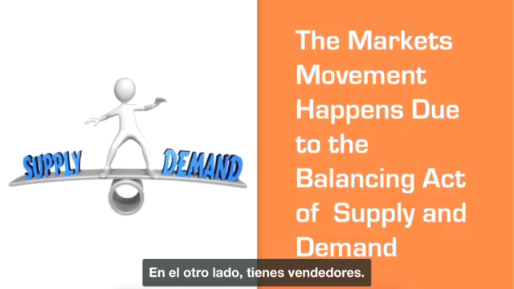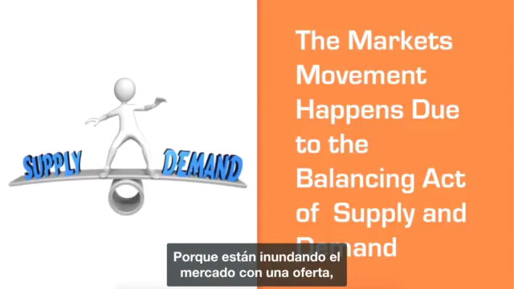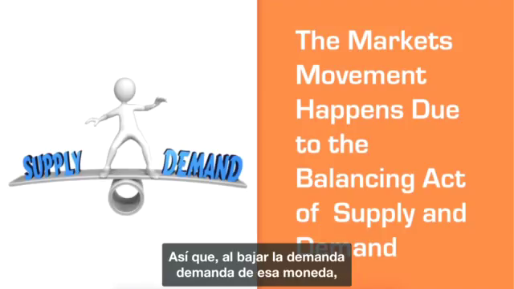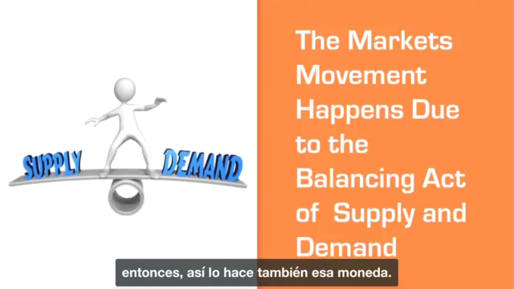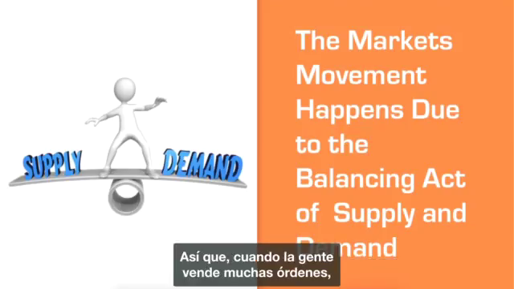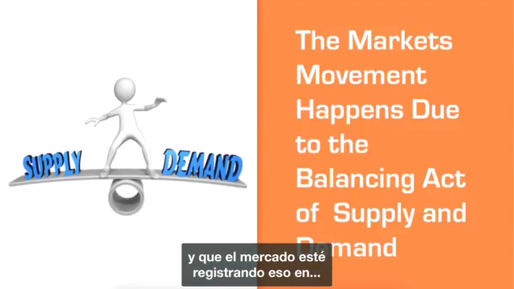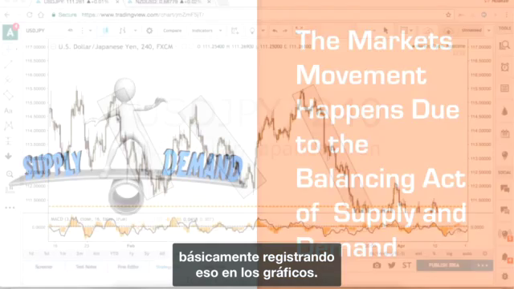On the flip side, you've got sellers. When you have sellers, they cause the exchange rates to fall. Why? Because they're flooding the market with supply. And when you have a high supply, there's a low demand for it. So as the demand of that currency falls, so does the value of that currency. As people place plenty of sell orders, they're causing the value of that currency to go down, and the market is recording that on the charts.